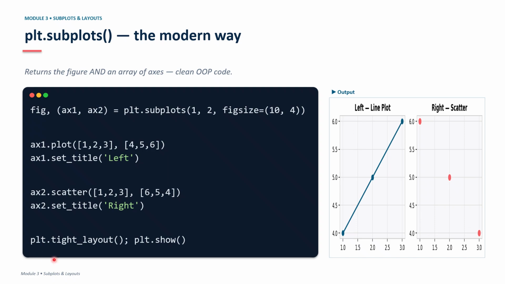And then you can call the function tight underscore layout, which is very crucial. Without this, the titles and labels often overlap. So you can use this function, which automatically adjusts the spacing so that everything fits very cleanly. And here the output shows that the left panel has a blue line which is going up, and the right panel has red scatter dots which are going down.